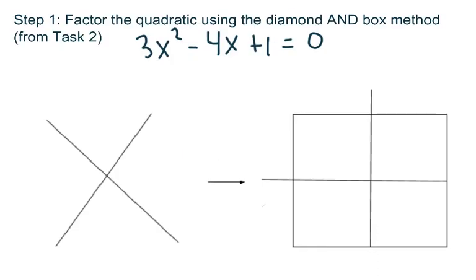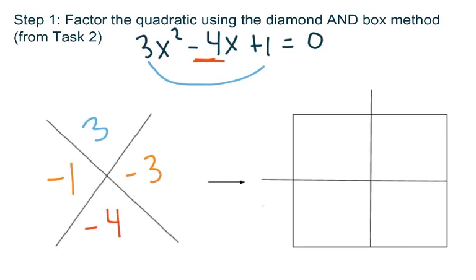Step 1, we want to factor the quadratic using the diamond and the box method, which is from task 2. Remember, on the top of the diamond, we do a times c, and we get 3 times 1, which is 3. And our b value is negative 4. So we want two numbers that multiply to 3 and add to negative 4. We find that it is negative 1 and negative 3.